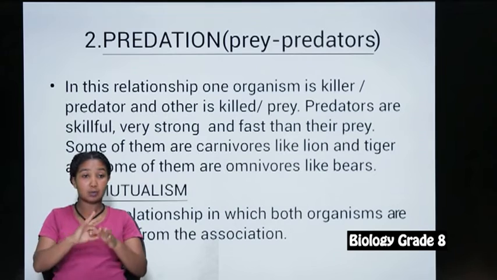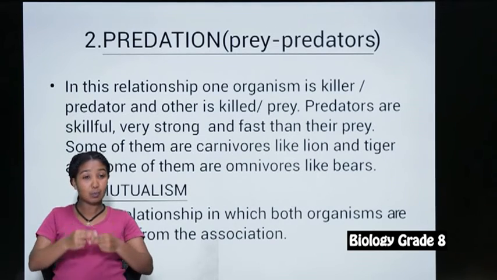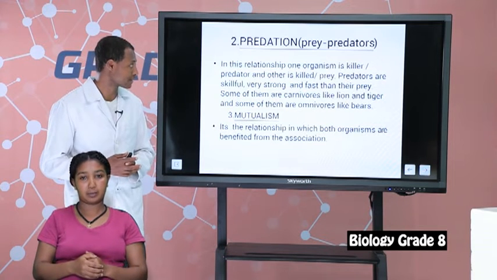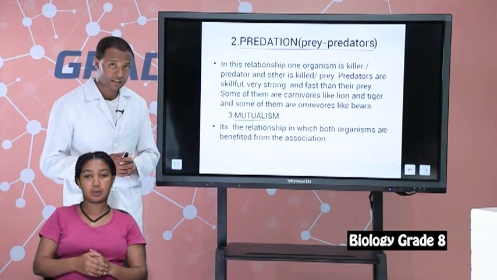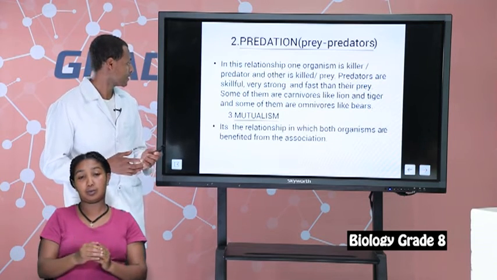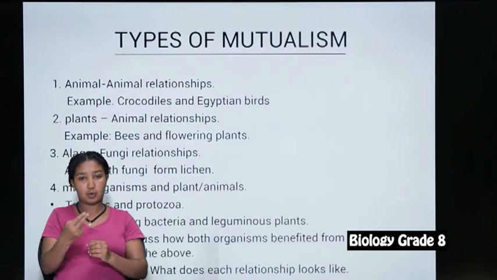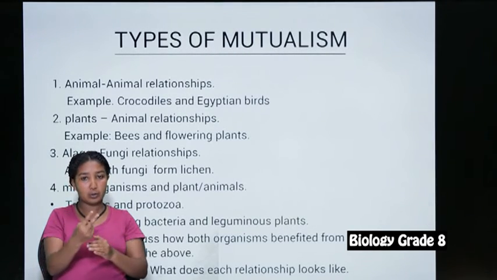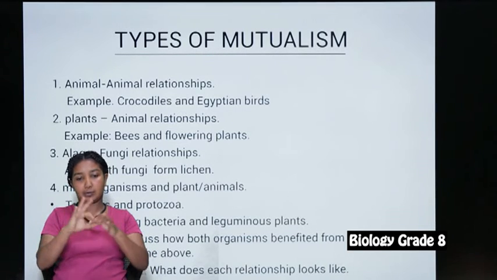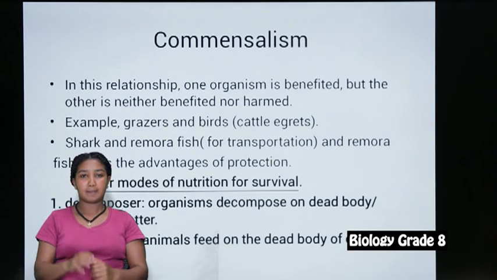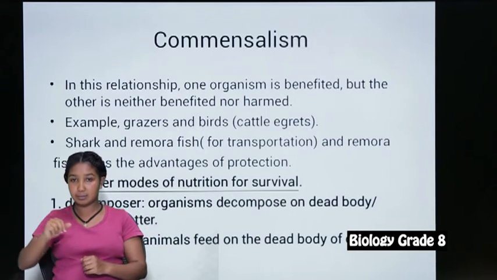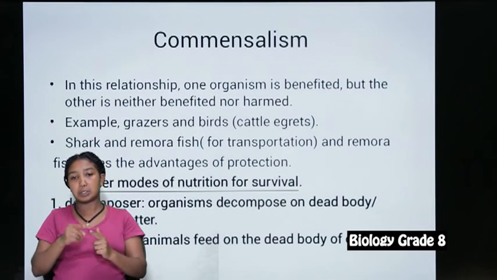In this relationship, one organism is said to be the killer, and the other is the animal that is killed, prey and predators. So predators are very strong and more skillful than their prey. The other is mutualism. In this relationship, both organisms are equally benefited from the association. The other is commensalism. In this relationship, one organism is benefited, but the other is neither benefited nor affected.